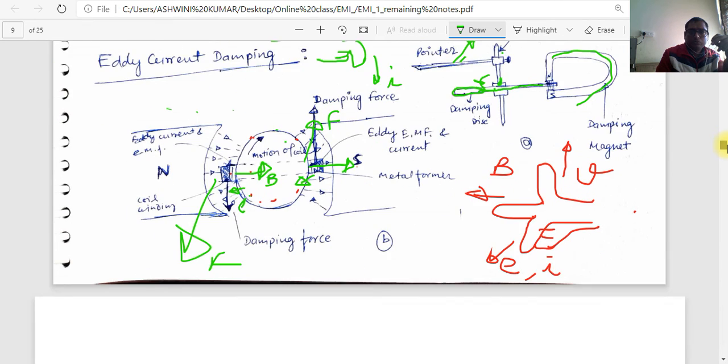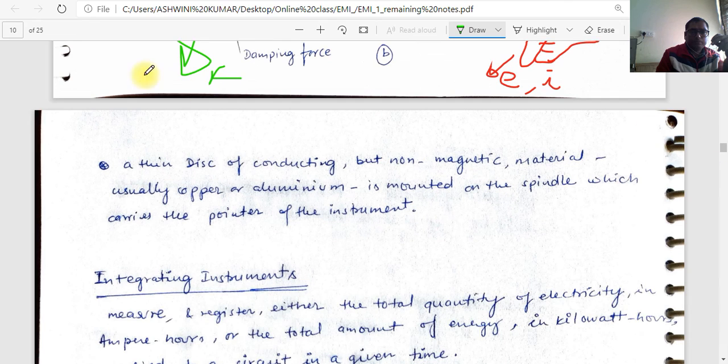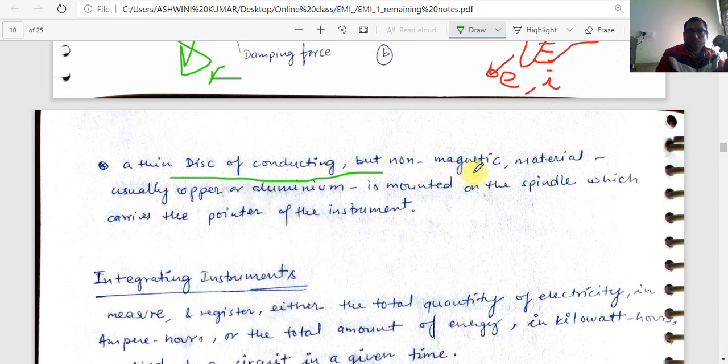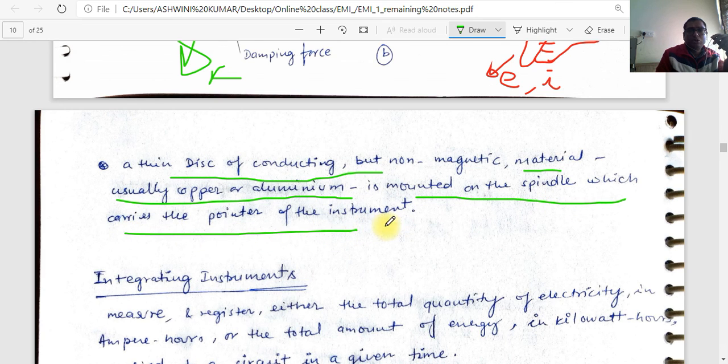Now we will discuss again. A thin disk of conducting but not magnetic material, usually copper or aluminum, is mounted on the spindle which carries the pointer of the instrument.